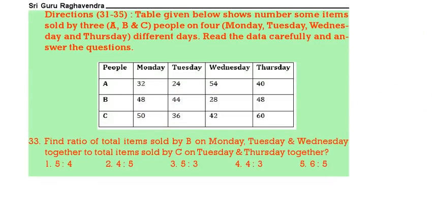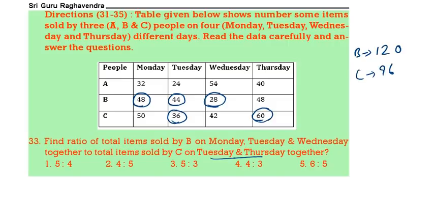Next, find the ratio of the items sold by B on Monday, Tuesday and Wednesday. Monday 48, Tuesday 44, Wednesday 28. See calculation: 8 plus 4 is 12, 12 plus 8 is 20, then 2 plus 2 is 4, 8 12, that is 120. So B is 120. C on Tuesday, Thursday: Tuesday 36, Thursday 60. So C is 96. What is the ratio of 120 to 96? 24 5s are 120, 24 4s are 96. It will be equal to 5 is to 4. 1 is the correct answer.